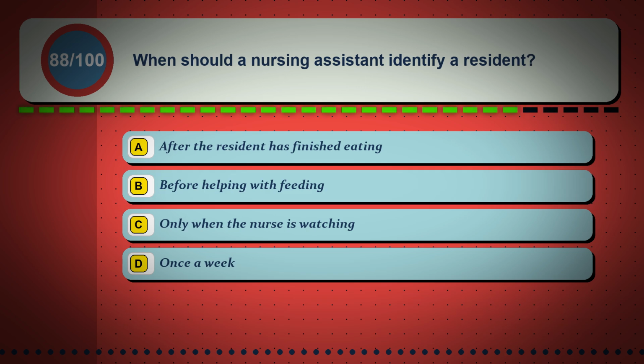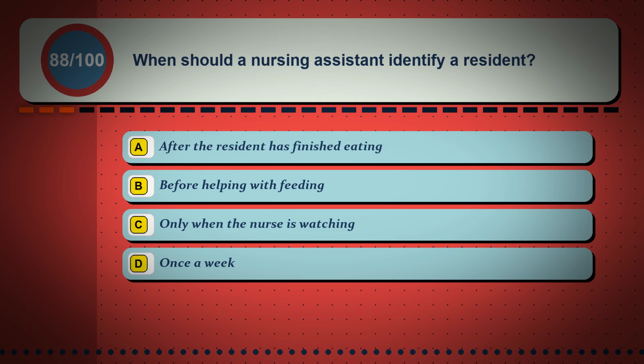Question 88. When should a nursing assistant identify a resident? Option A, after the resident has finished eating. Option B, before helping with feeding. Option C, only when the nurse is watching. Option D, once a week.